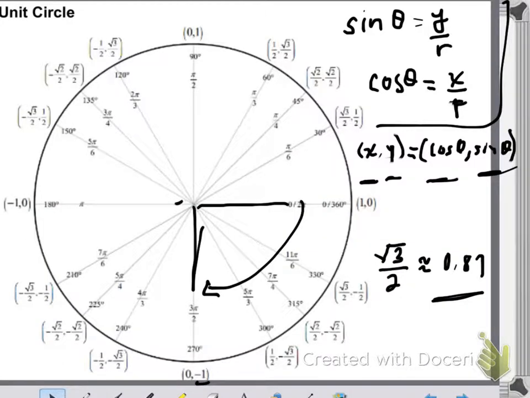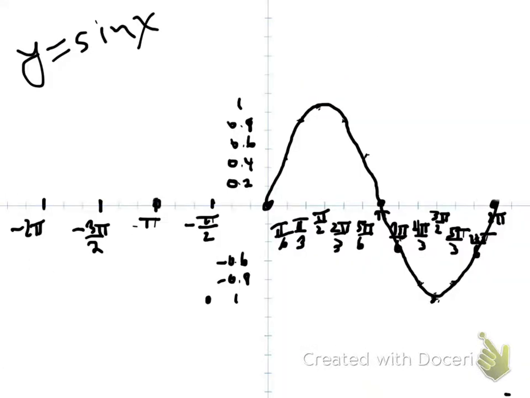Okay, negative pi is going to be 0. Alright, negative 3 pi over 2, that's going to put me back up at 1. And then negative 2 pi is going to be 0. Alright, so connect. Alright, and so there's what the graph of y equals the sine of x looks like.